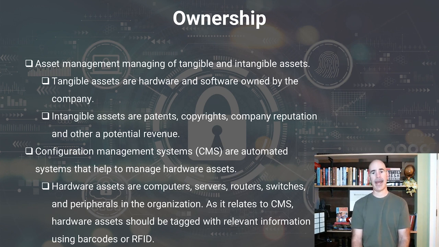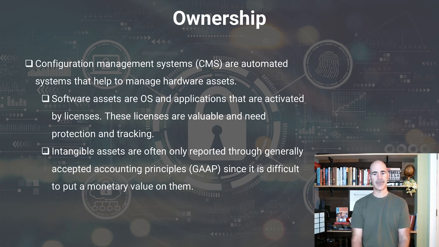So how do we actually manage assets? Normally that is done through a configuration management system, or CMS. These are automated systems that help to manage the hardware assets that exist in an organization. The hardware assets are computers, servers, routers, switches, peripherals, all the things I mentioned. As it relates to a CMS, the hardware assets should be tagged with relevant information using barcodes or RFIDs.